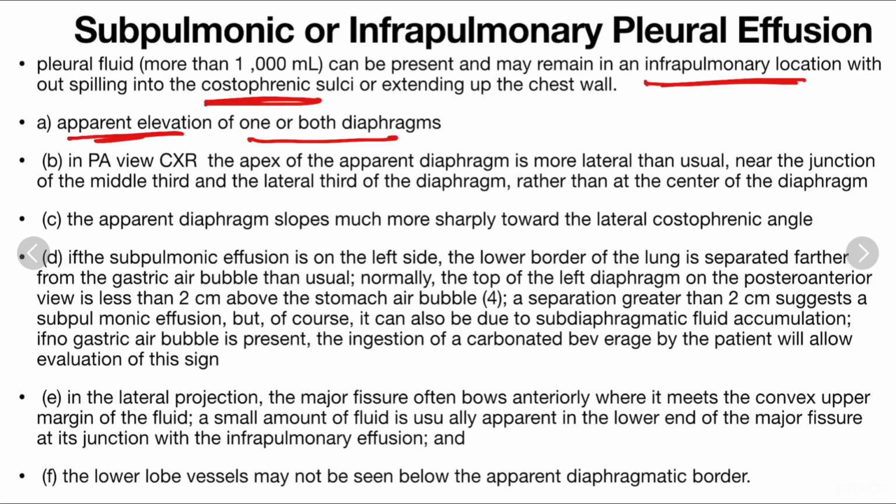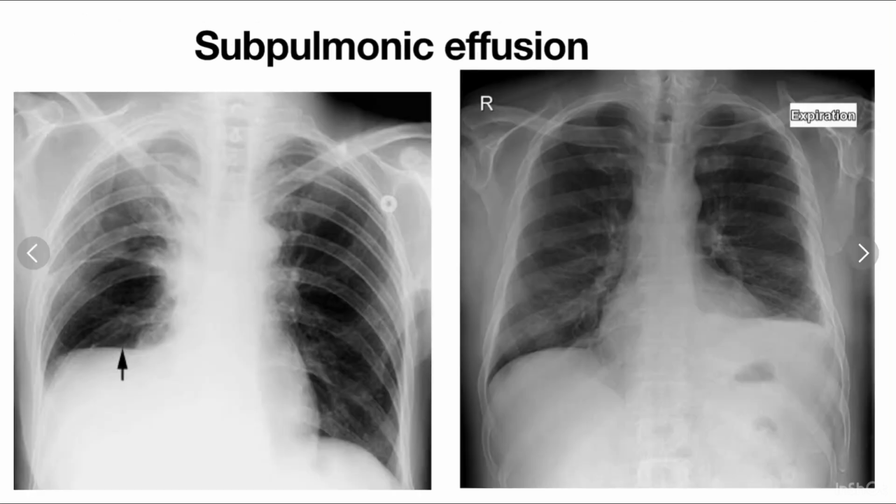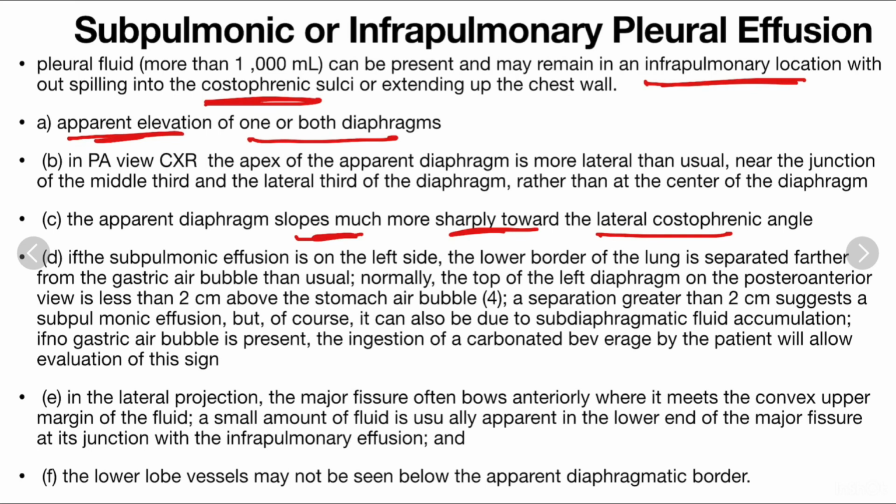The apparent diaphragm slopes more sharply toward the lateral costophrenic angle, like this, a more sharp decline. If the subpulmonic effusion is on the left side, the lower border of the lung is separated further from the gastric air bubble than usual. Normally, the top of the left lung on the PA view is less than 2 centimeters above the stomach air bubble, but a separation of more than 2 centimeters suggests a subpulmonic effusion.